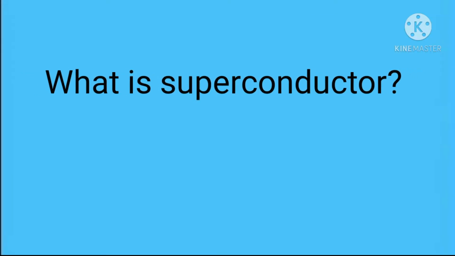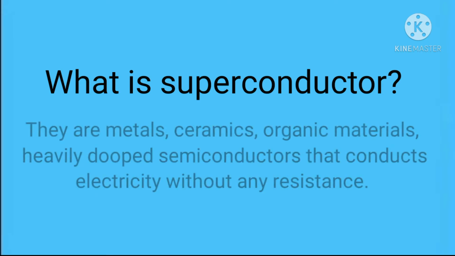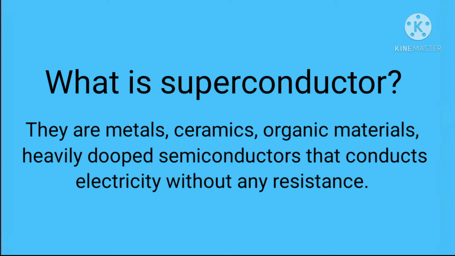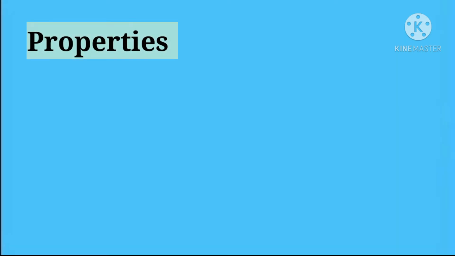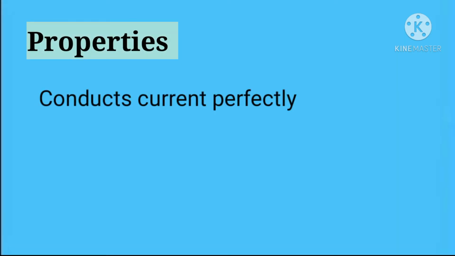So what exactly is a superconductor? Now the answer is, superconductors or superconducting materials are metals, ceramics, organic materials or heavily doped semiconductors that conduct electricity without any resistance. Let's look at some of the properties of superconductors. First, they conduct current perfectly. Due to resistance value 0, the current carrying capacity increases.